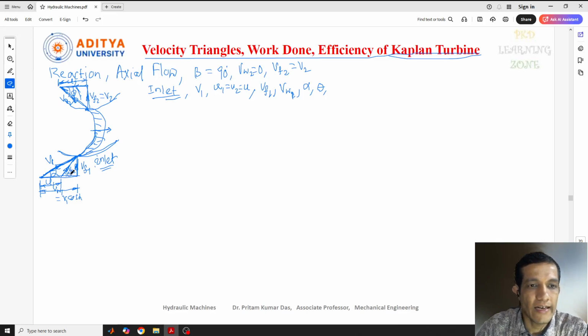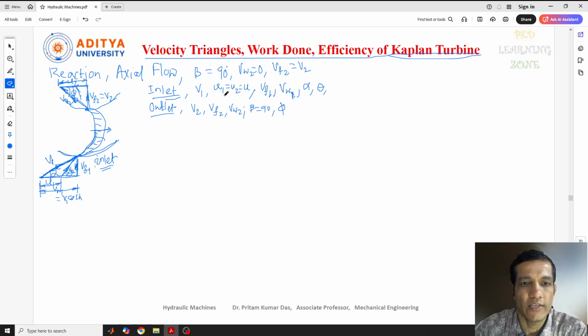These are the inlet conditions. Similarly, at the outlet condition we can write in a similar way: this is V2 and this is VF2, both are the same here. Now VW2 is 0 here, and at the outlet beta is 90 degrees, as we have taken, and another one there is phi. So these are the terminologies used in this condition.